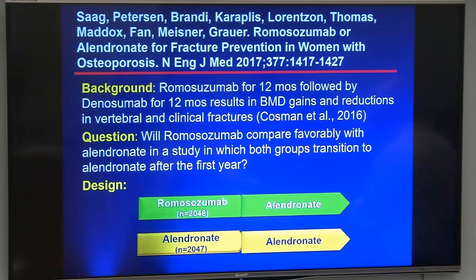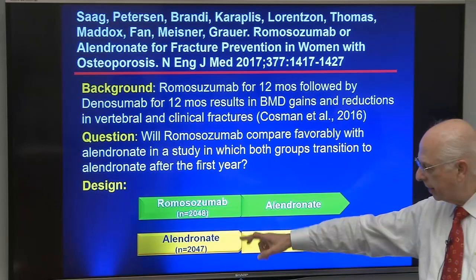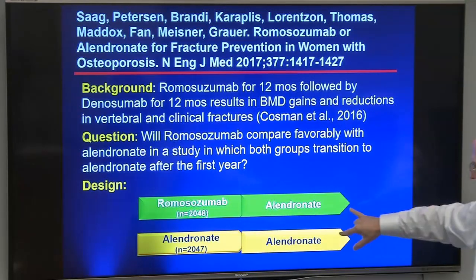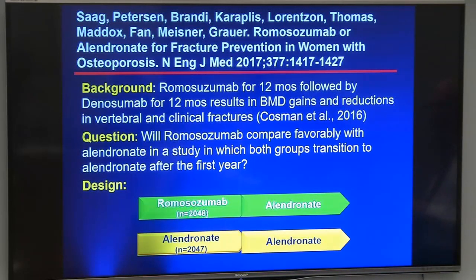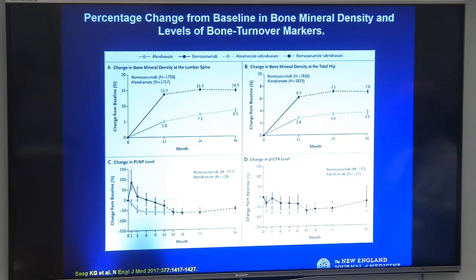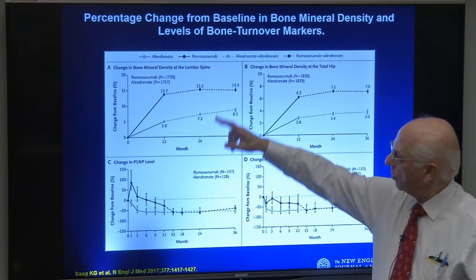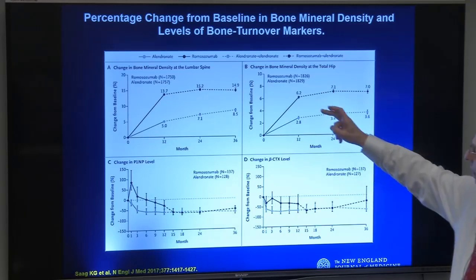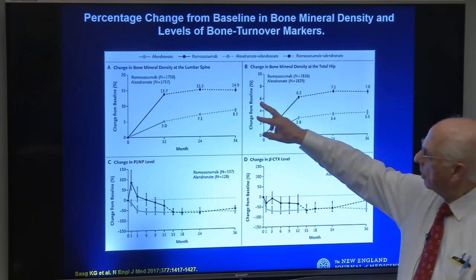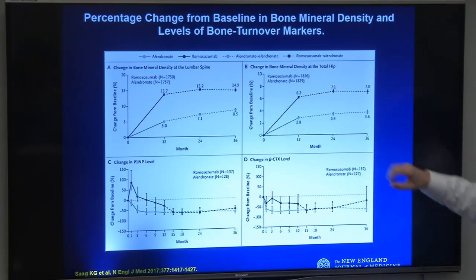Now, Ken Saag just published a few months ago a study called ARCH. This was a head-to-head comparison between Romosozumab and alendronate. After 12 months, both groups got alendronate. The head-to-head was to ask, can Romo beat alendronate, a good drug, in terms of bone density and fracture endpoints? So, at 12 months the difference is Romo versus alendronate, 13.7% versus 5%, 6.2% versus 2.8%. And then when the group was switched to alendronate, you saw a little bit more, but basically a big difference in terms of bone density at the hip and lumbar spine.